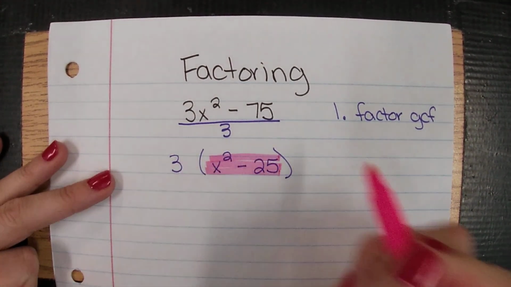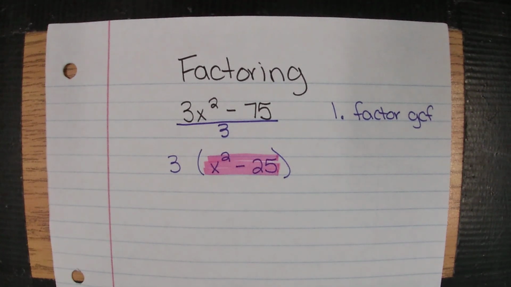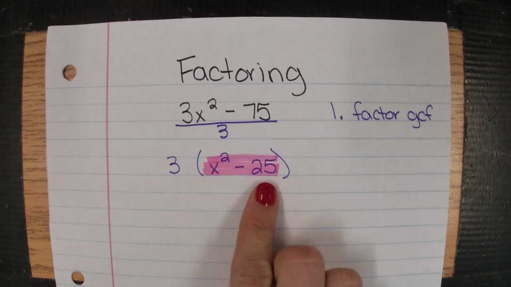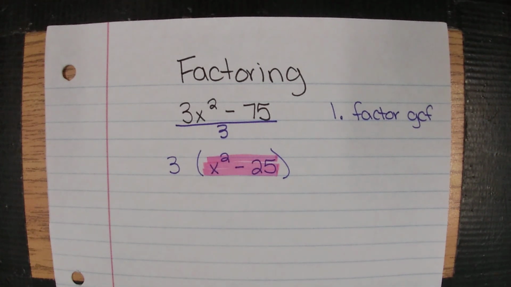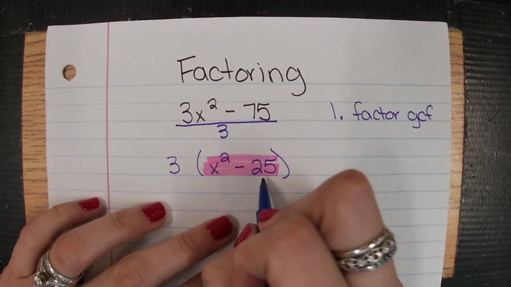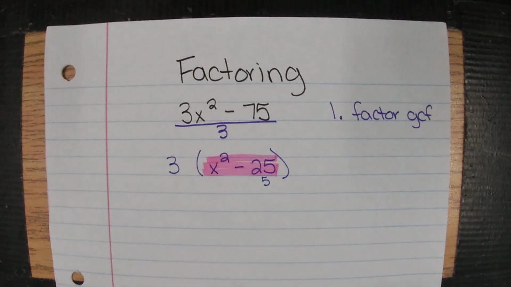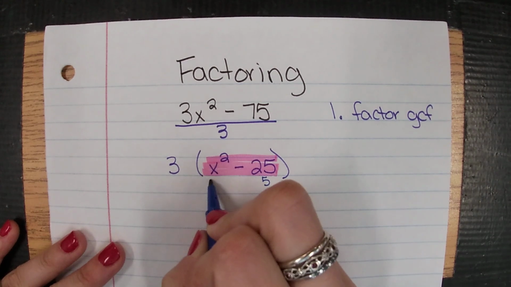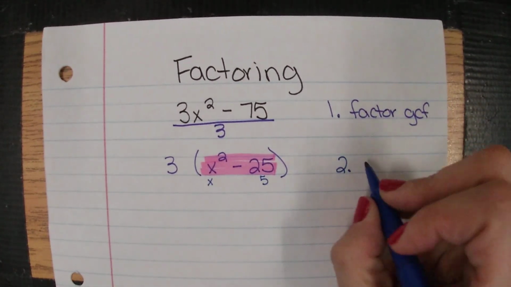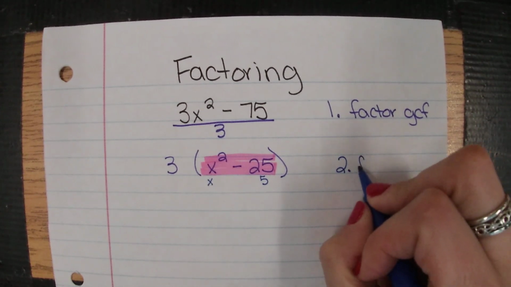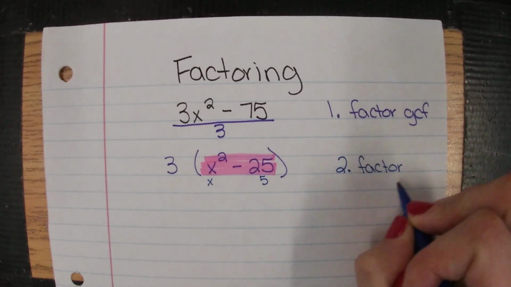So now when I focus inside the parentheses, I'm going to say, okay, it's 2 terms. It is subtraction, and they are both perfect squares, right? What number times itself gives us 25? Well, that's 5. And if we have half of the exponent, that's an x, okay? So now when I look inside those parentheses, now I can factor a special case.